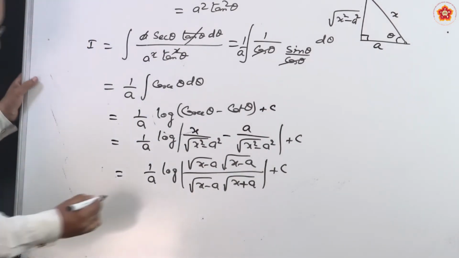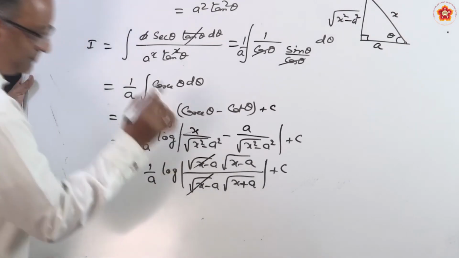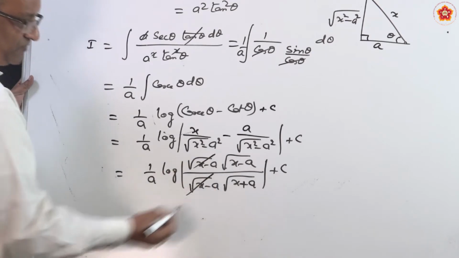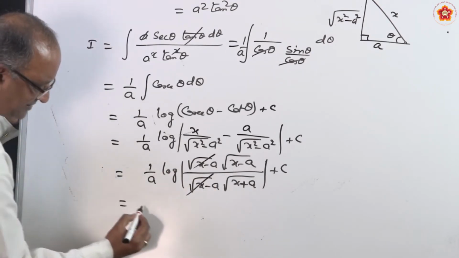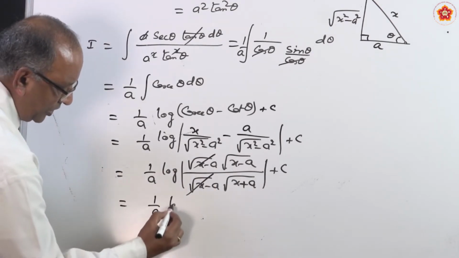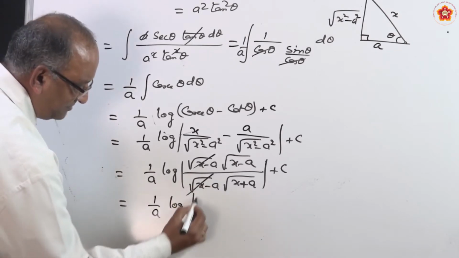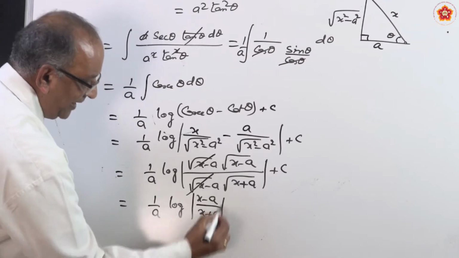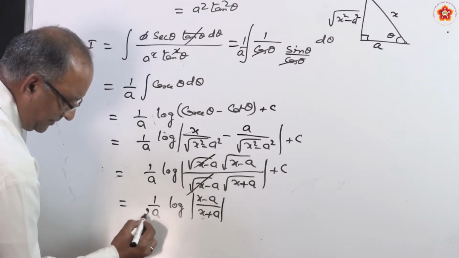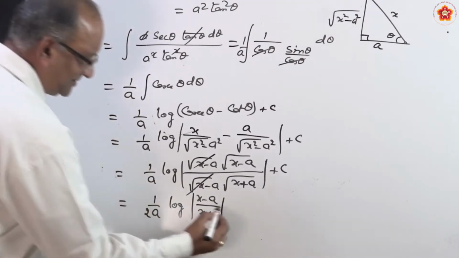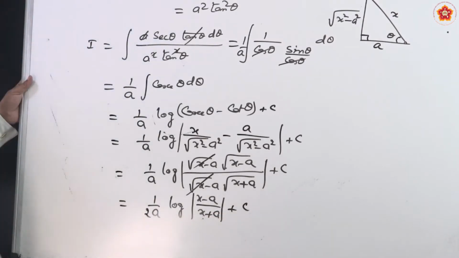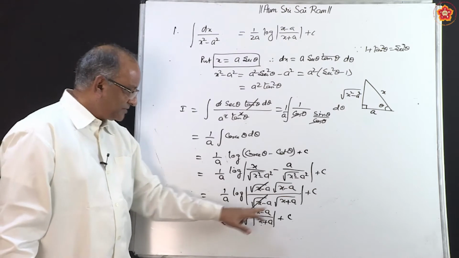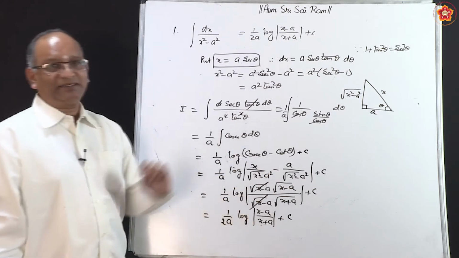So, you can cancel these two. Both have got square root. So, it can be written as 1 by a log x minus a upon x plus a, and that 1 by 2 which is coming can be written here, plus c. And this is the formula. What is the formula? 1 by 2a log x minus a upon x plus a plus c.